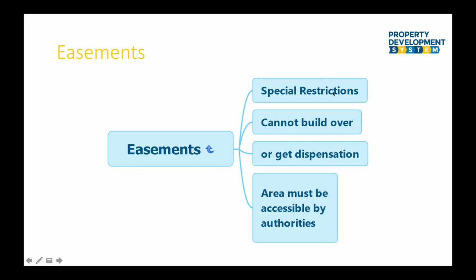Easements, special restrictions, cannot build over. You can't build over an easement. An easement is like a dotted line. If you pick up any Section 32 or a disclosure statement that discloses all the titles and everything, you'll see a dotted line at the back, the side or the front or wherever. That's called an easement, where council might have their assets in that easement.